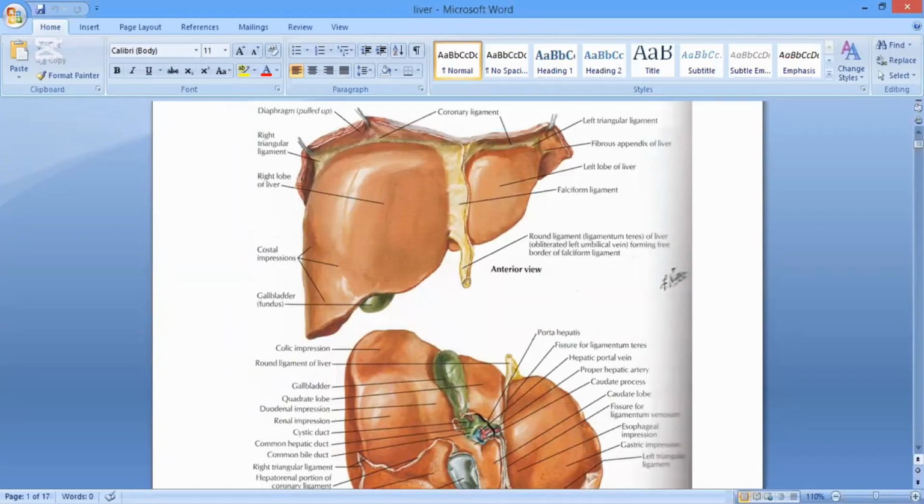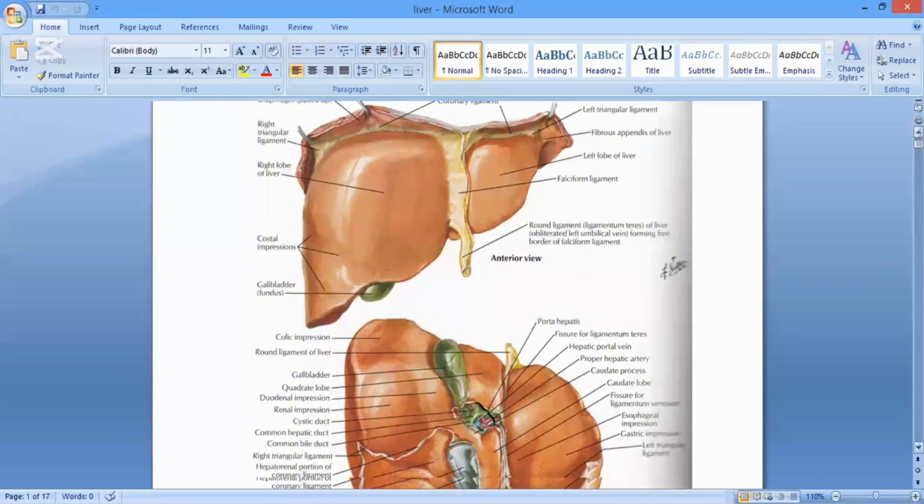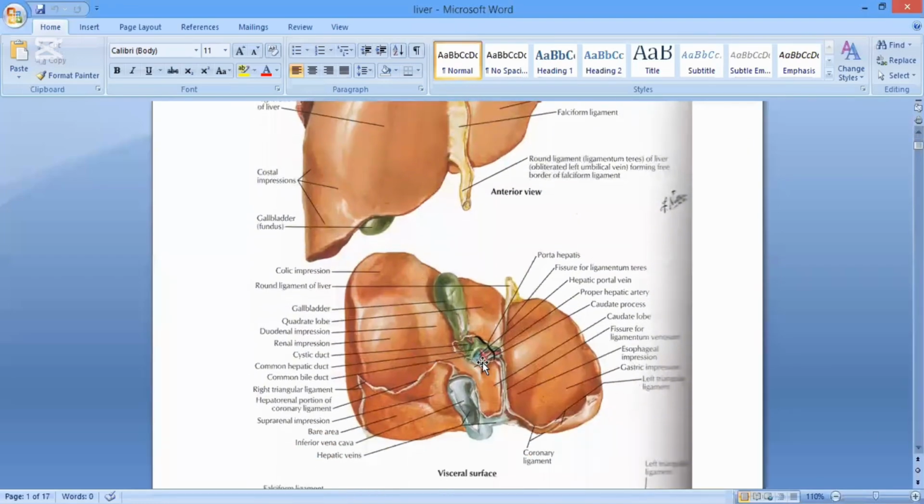Okay, if you have a look over the posterior inferior surface, the visceral surface, you see it is irregular. The other one was smooth, right? Smooth and convex, dome shaped. So here you can see this surface is irregular. And it is irregular why? Because there are multiple fissures.